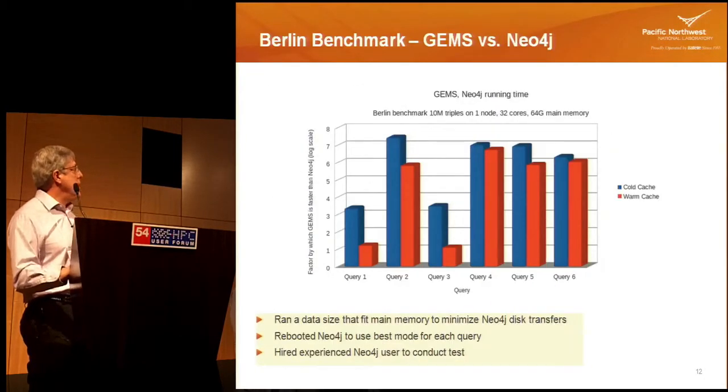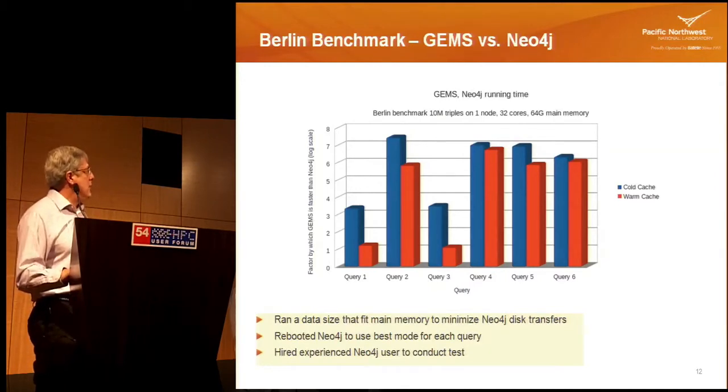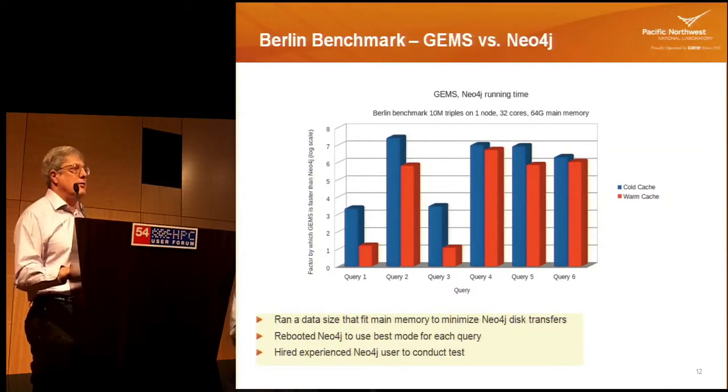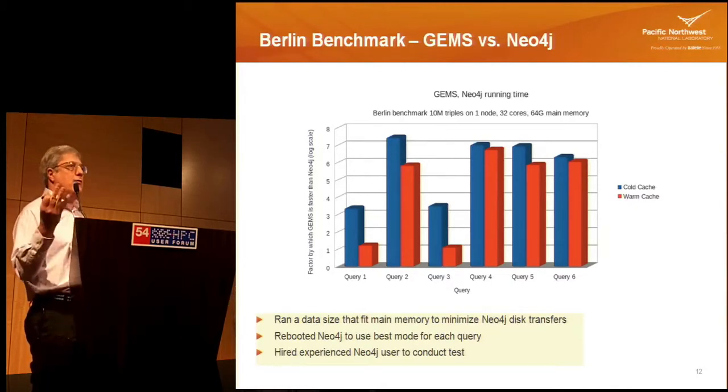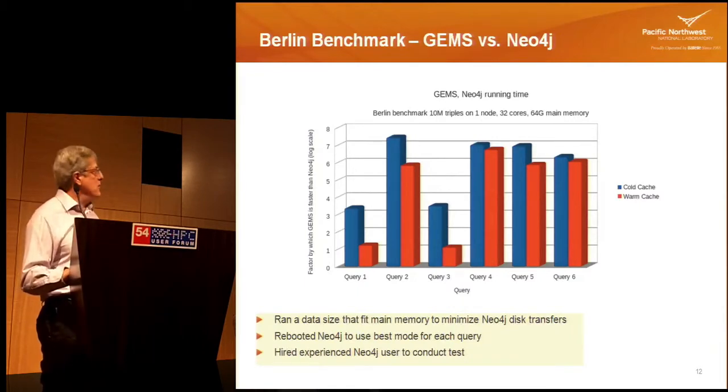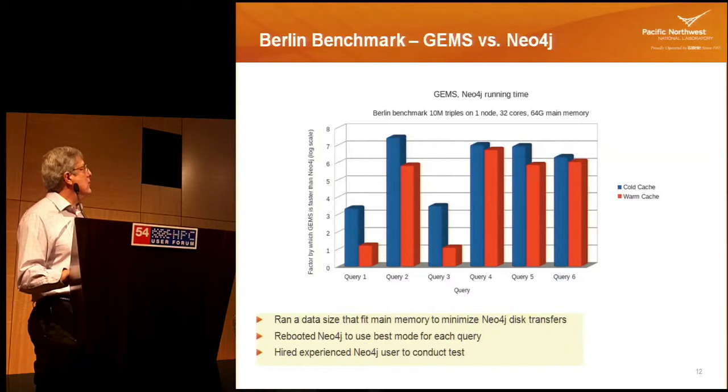With comparison to Neo4j, here we again tried to be as fair as we could to Neo4j, so we ran a much smaller problem, 10 million triples that fit basically in a single system. Neo4j is sort of a single system. It uses disk. So we ran a much smaller problem so that we could fit the problem in the memory of the server so that Neo4j wouldn't be minimizing the number of disk operations that it would have to do. We also rebooted Neo4j for each of the queries to find the best mode. It has 2 modes that it can run in. So we rebooted the system in order to run the query for the mode at which it ran best. We also did cold cache and warm cache examples for Neo4j.